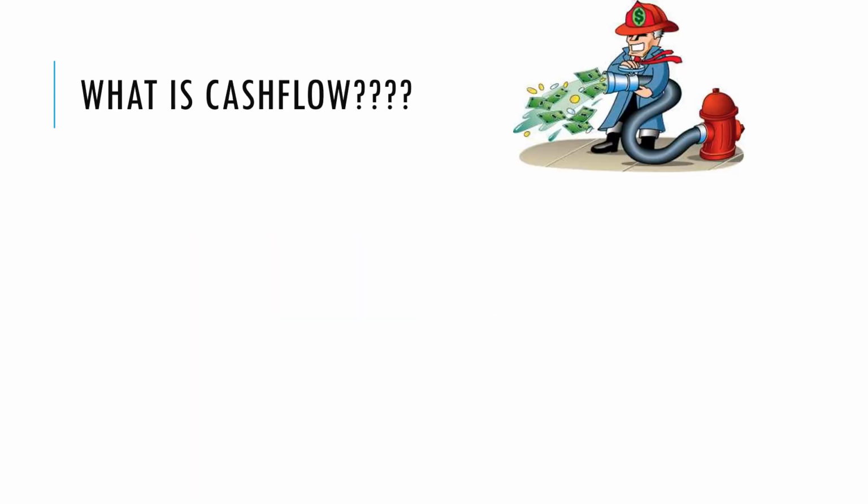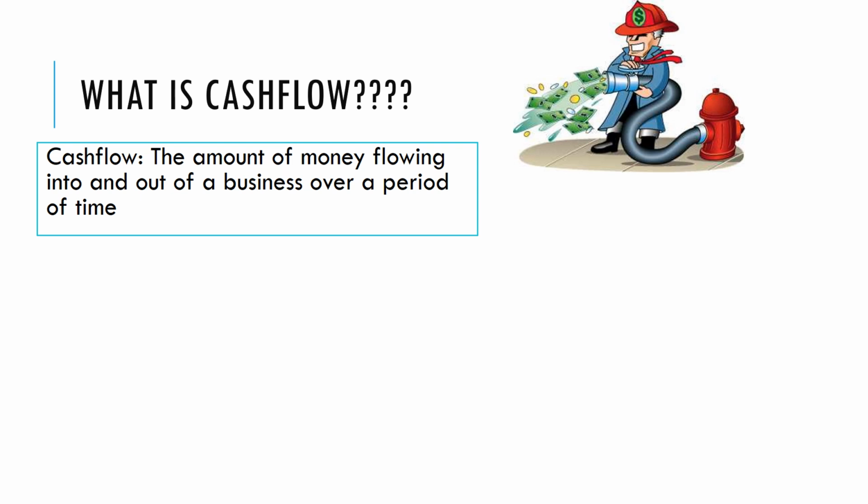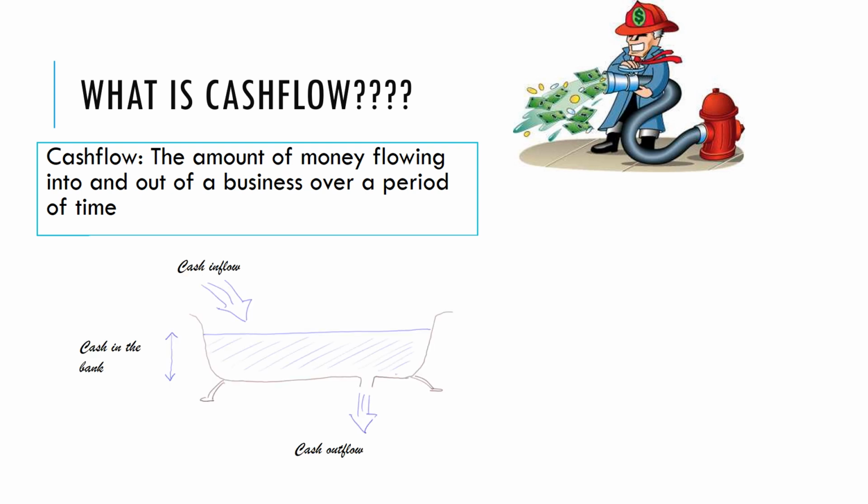So to get us started, what is cash flow? Cash flow is the amount of money flowing into and out of business over a period of time, and that's an important definition you should take down in your notes. A good way to think about this is it's a bit like a bathtub, in that cash inflow is like the money flowing or the water flowing into the bathtub, and cash outflow is like the money flowing out of the business or water going down the plug hole.